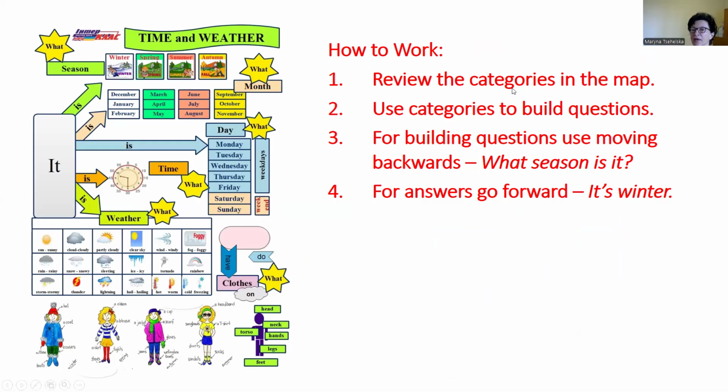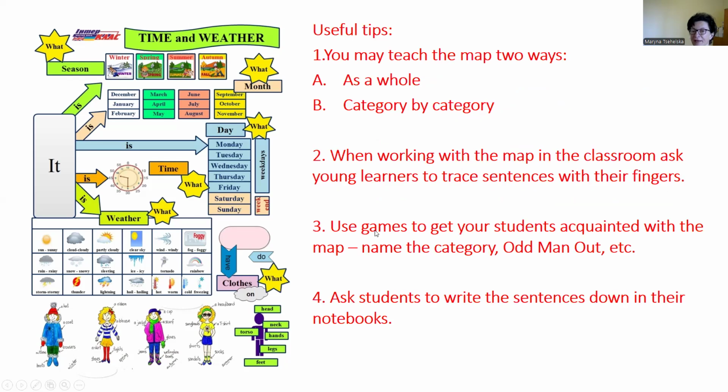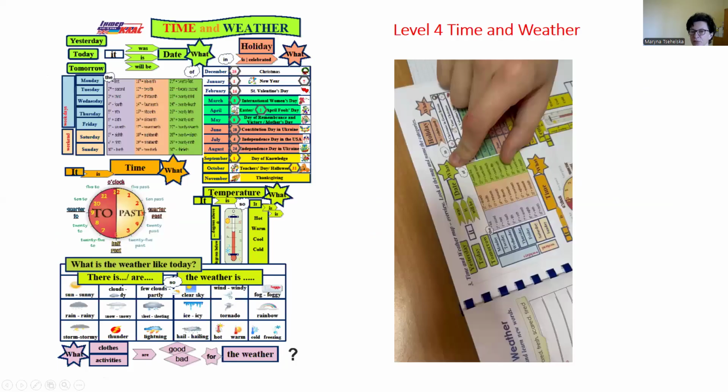So the maps are structured, they have different categories, and these categories give us a lot of opportunities to play with. We may review the maps just in categories, we may do only months. We may use categories to build questions, like what month is it? We move backwards for using questions, and for answers we move forward. And also we can play a lot of games, like odd man out, name the category, write the sentences down. So lots of activities, you name it, may be used with this map.